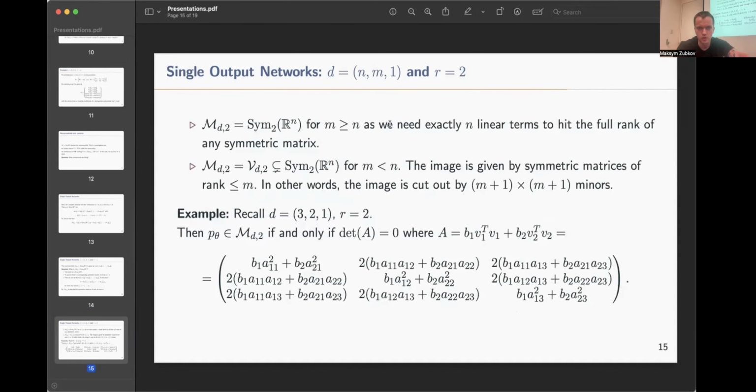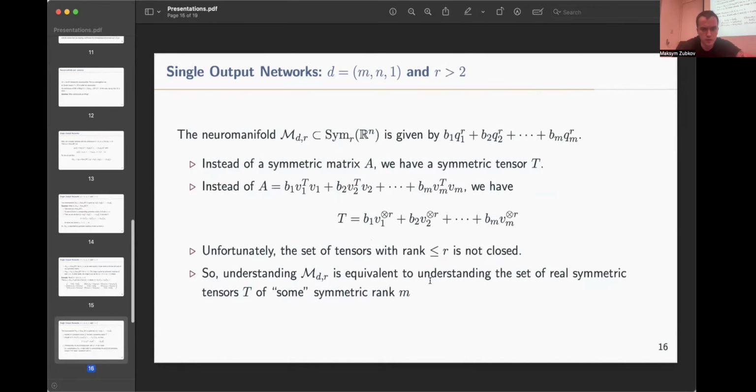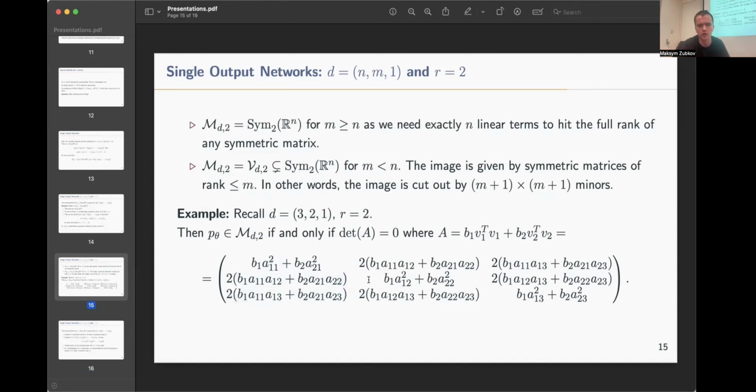So coming back to our previous example, I decided to pick one example to return to over and over again. We start again with 8 parameters, and the parameterization of the symmetric matrix is going to look like this. If you take the determinant of this matrix, the determinant is going to be equal to 0. And that is exactly the parameterization, in terms of your a_ij and b_k, of your variety, which is that 0.